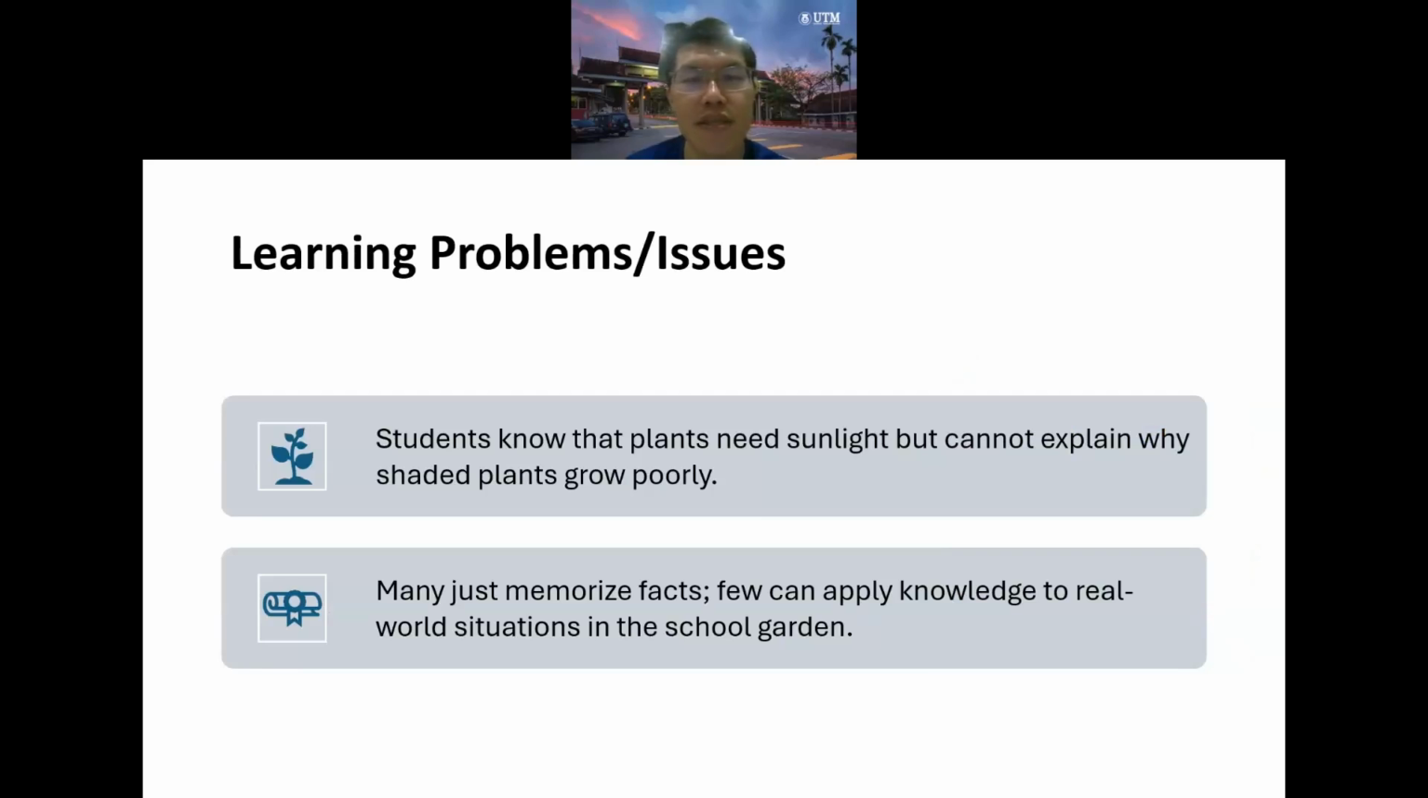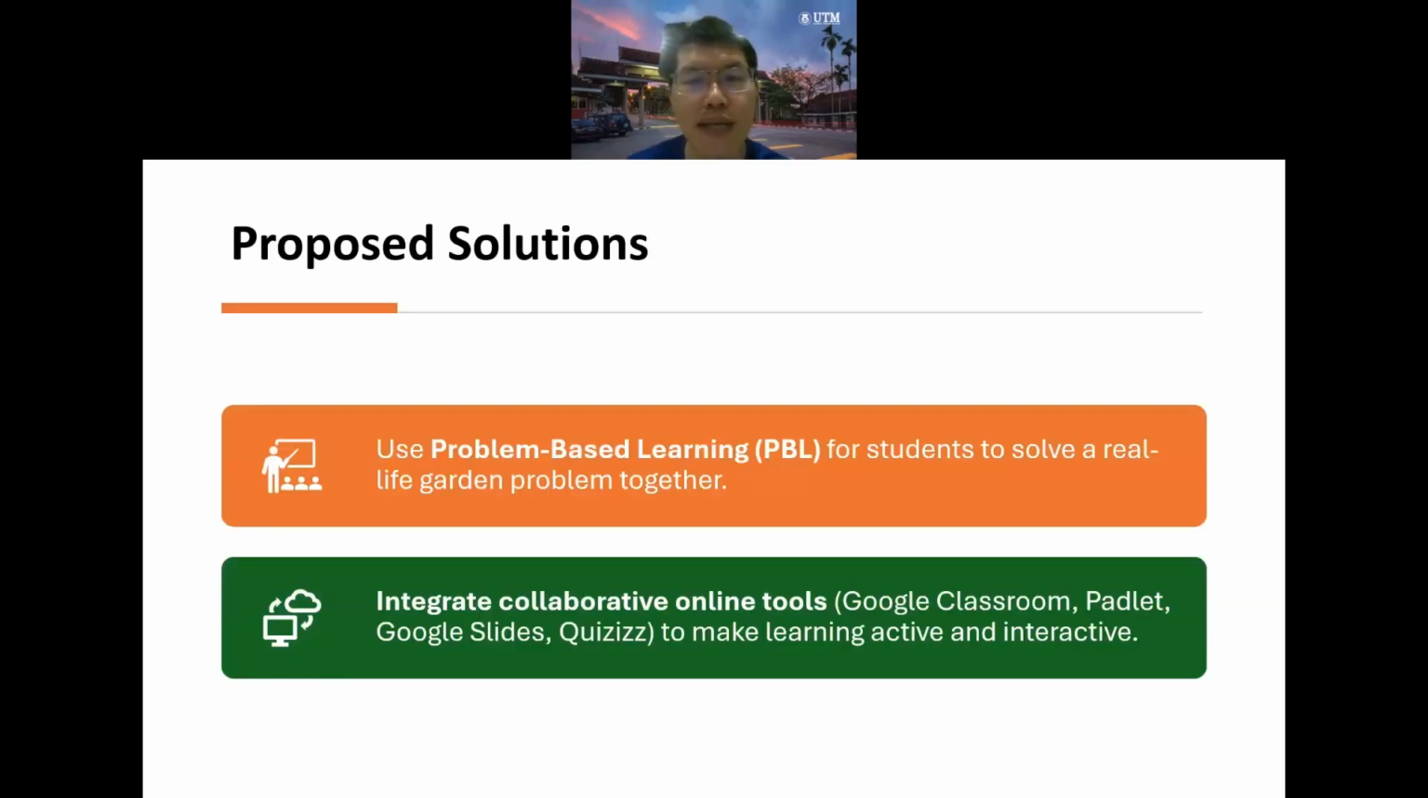First, our learning problems are that students mostly memorize photosynthesis without understanding. They don't know why sunlight is important, and traditional teaching is teacher-centered, so they have limited exploration. This affects real-world application. Next.